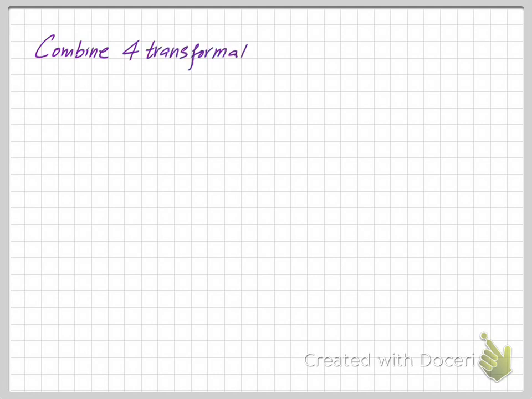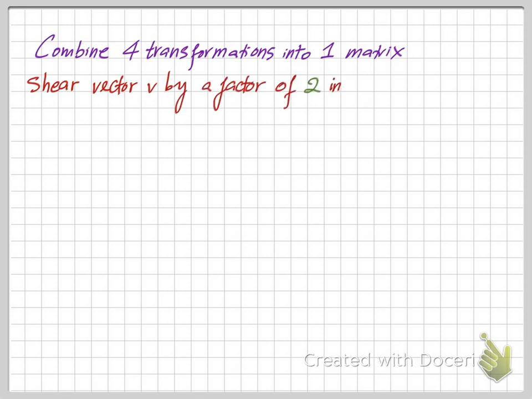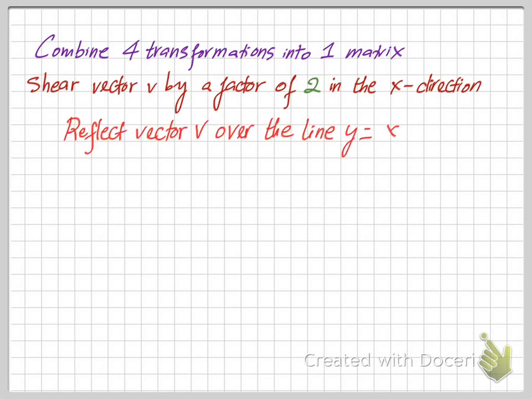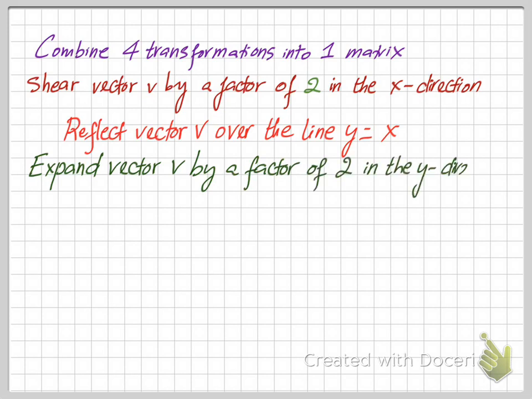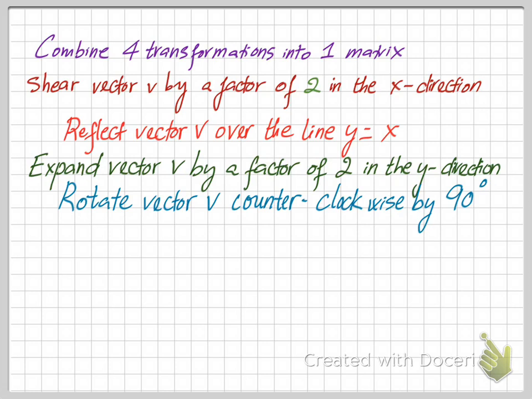The next step is, once you have the four transformations, how can you combine them into just one 2 by 2 matrix? Let me remind you: first we shear the vector by a factor of 2 in the x direction. Second, we reflect the vector over the line y equals x. Then you take the new vector and expand it by a factor of 2 in the y direction, and lastly you rotate the newest vector counterclockwise by 90 degrees.